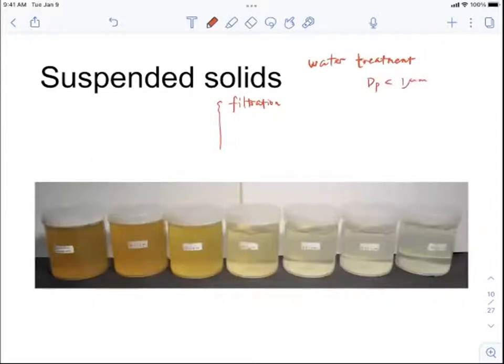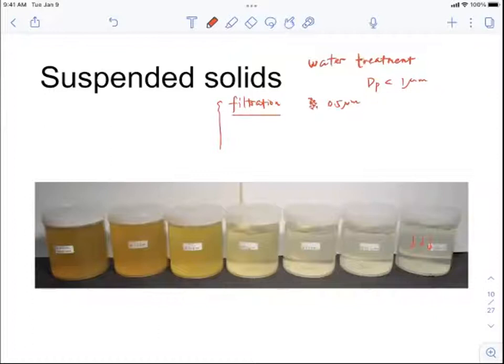If you calculate how fast these particles can settle down because of gravity, it turns out they're going to take years or hundreds of years to settle to the bottom. So just by leaving them there, the solids will not settle down. That's why you can remove these particles by filtration. If their size is 1 micrometer, we can find some media, let's say very fine sand media, with a pore size of, let's say, 0.5 micron, and then we can remove these suspended solids, right?